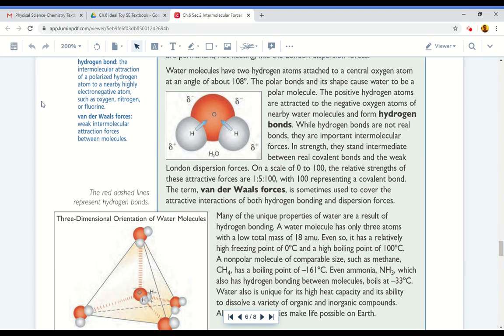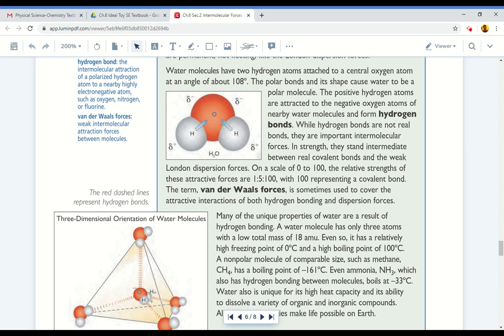Water molecules have two hydrogen atoms attached to a central oxygen atom at an angle of about 108 degrees. Here are the two hydrogen atoms. Here is the one oxygen atom. Here are the angles. The polar bonds and its shape cause water to be a polar molecule.